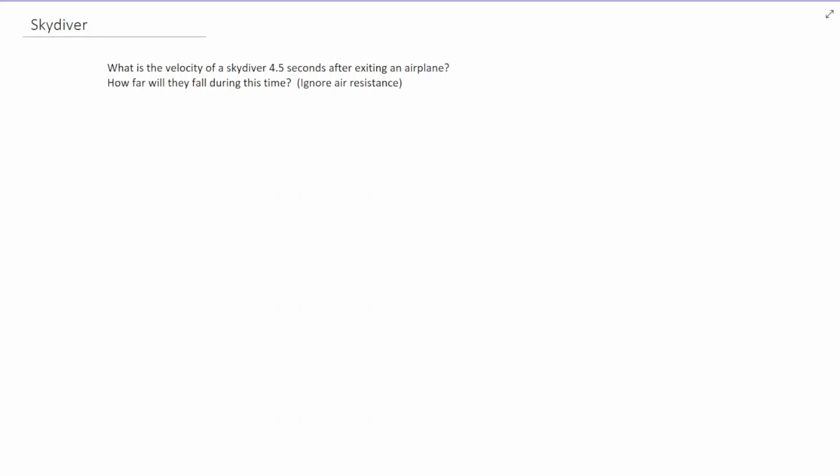This problem asks to find the velocity of a skydiver 4.5 seconds after exiting an airplane. It also asks how far they will fall during this time. So let's start, as we always do, by drawing a picture. I'm going to draw my skydiver here. I don't have to be very artistic here, but they're going to start here.